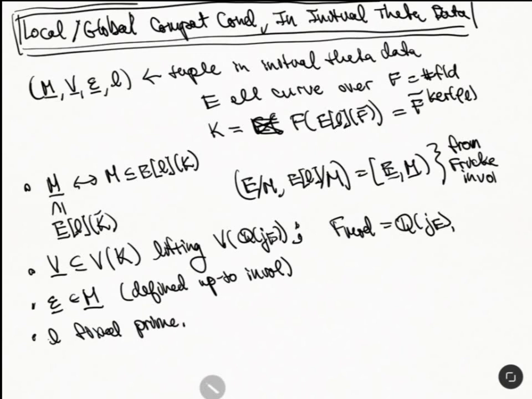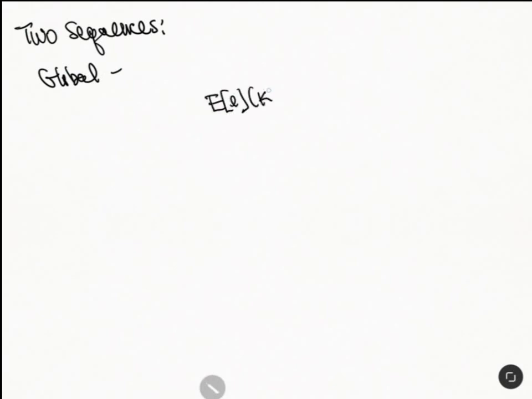Okay, and then for these, there were two sequences that we need to consider. There is this global sequence: so we have E L K, and then we have this quotient, and we have this beginning thing. So we have this sequence here, and this is of G K modules.